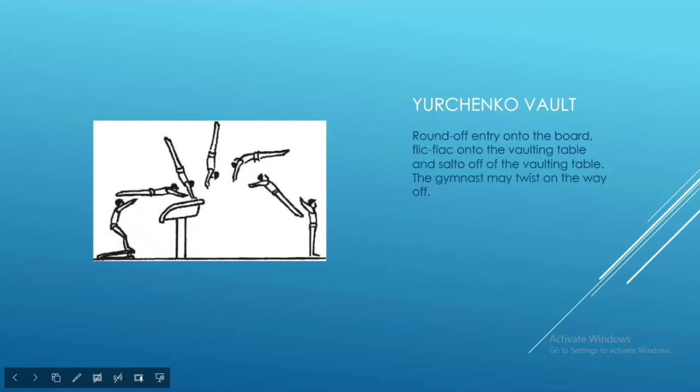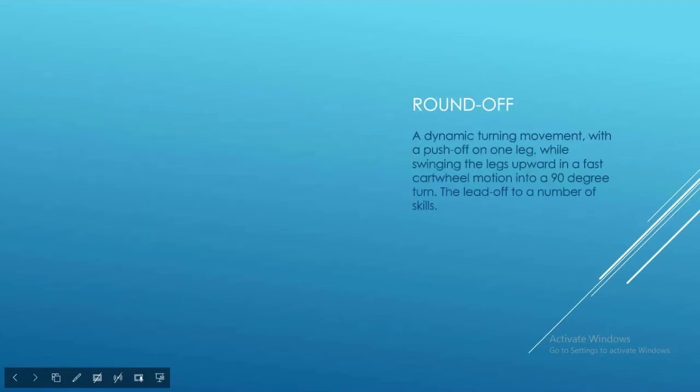Yurchenko vault. Round-off entry onto the board, flick-flack onto the vaulting table and salto off of the vaulting table. The gymnast may twist on the way off. A round-off is a move in gymnastics similar to a cartwheel, except the gymnast lands with two feet placed together on the ground, instead of one foot at a time, fixing the direction of arrival.